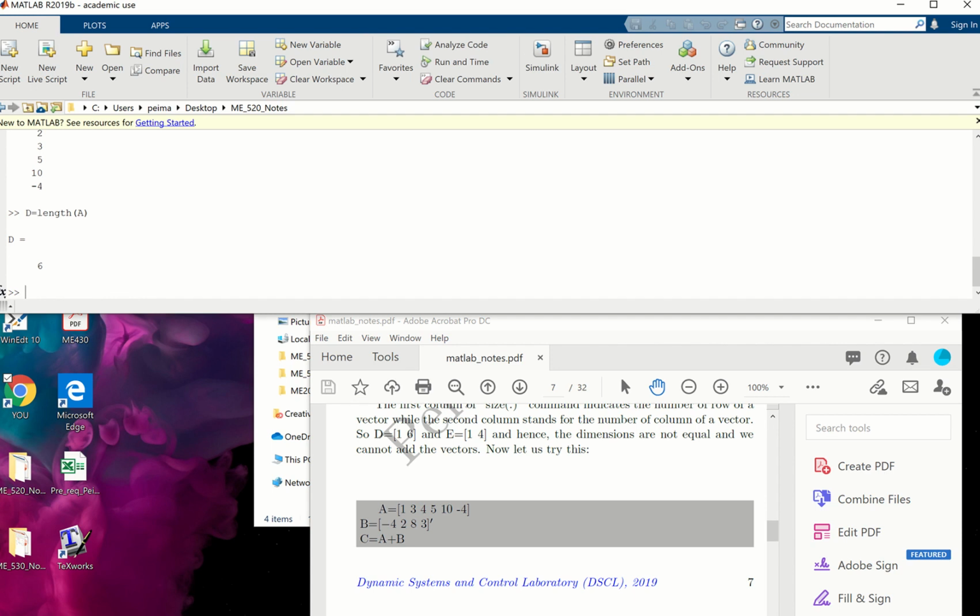Okay, for a refresher, we understand that if A is this and B is this, you cannot have A plus B because the dimensions are not the same. Now, let us type this command. C is equal to... first modify this, make B a column. Now, what do we expect to see? Bingo. You're going to see a matrix.